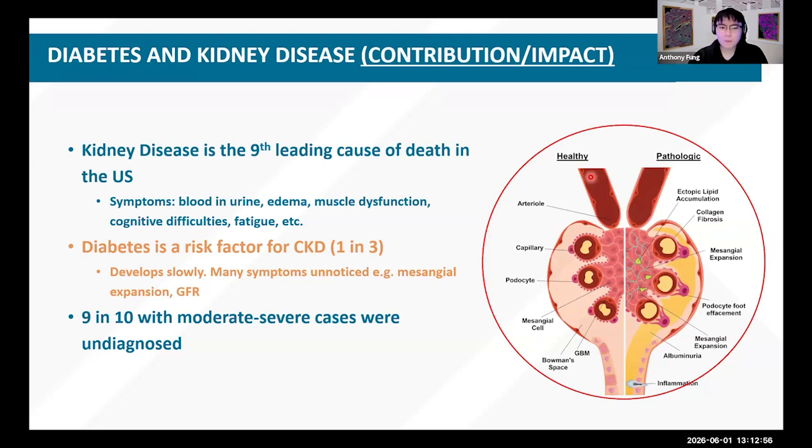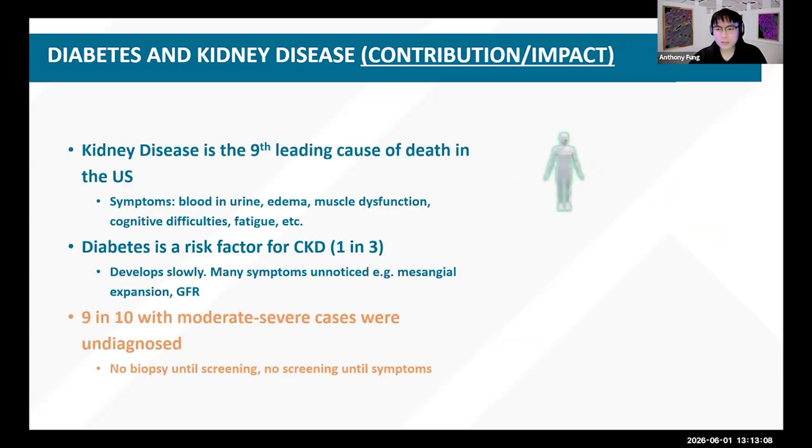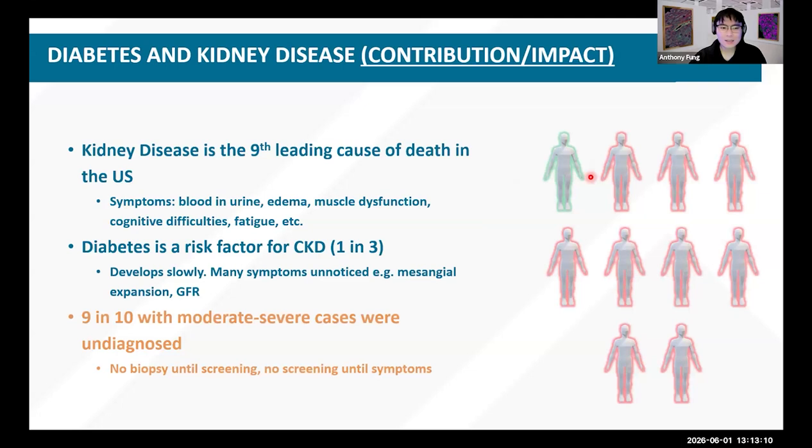And many symptoms go unnoticed, for example, mesangial expansion, because there's not yet, at least in the US, a routine biopsy for kidney disease, and therefore it has a very poor diagnostic efficiency. About 9 in 10 estimated with moderate to severe cases remain undiagnosed. So it's kind of a catch-22 because there's no biopsy until screening, but you don't really have screening until you have symptoms.